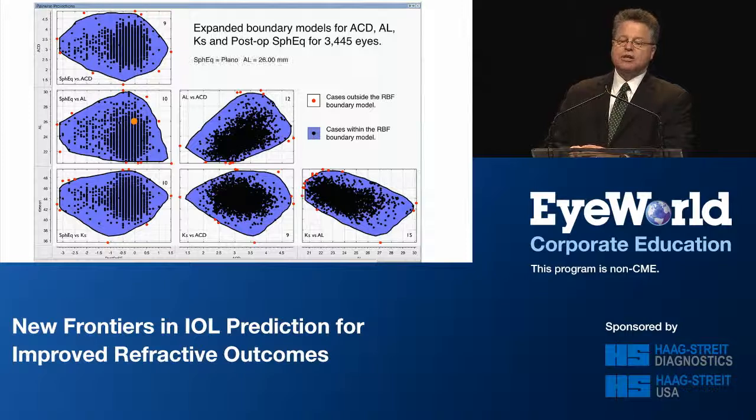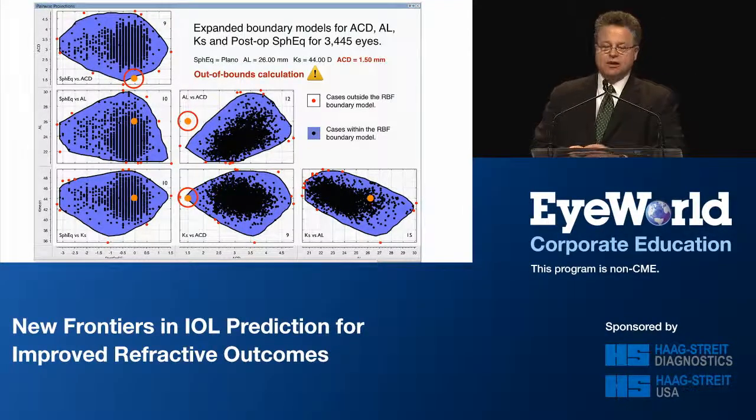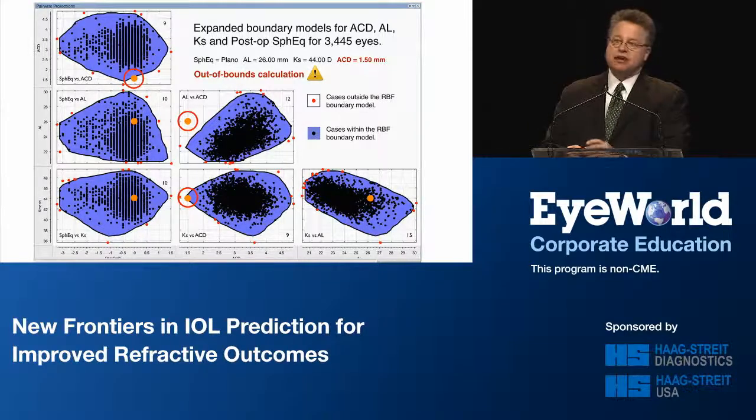In a similar way, we're going to take the same eye, but this time we're going to have a scary, shallow anterior chamber of 1.5 millimeters. Now, for a 26 millimeter eye, I don't have any data for a 1.5 millimeter anterior chamber depth, and you can see that some of these orange dots are outside the boundary model.